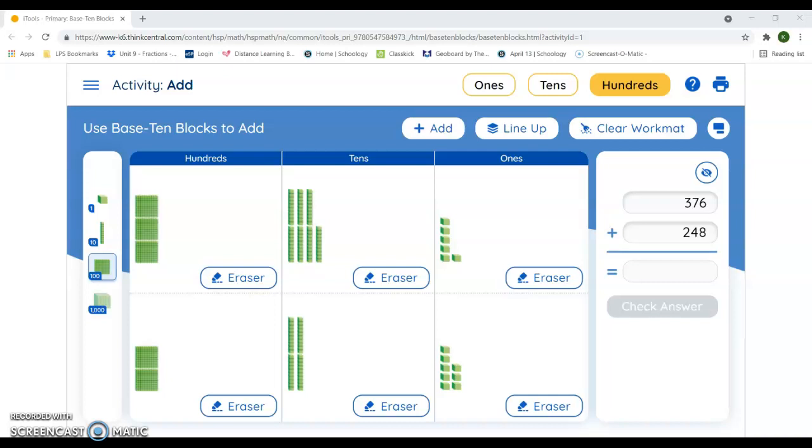Hi, third graders. So remember from yesterday that when we're adding two three-digit numbers, we start by building the numbers using our hundreds, tens, and ones blocks. Now, if we look at this, we remember that we can only have at most 9 blocks in each column. We can only have up to 9 ones, up to 9 tens, and up to 9 hundreds.